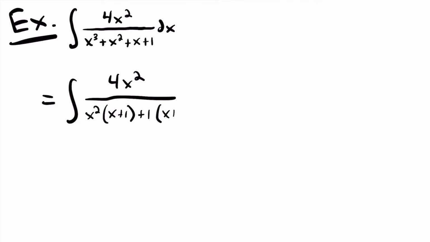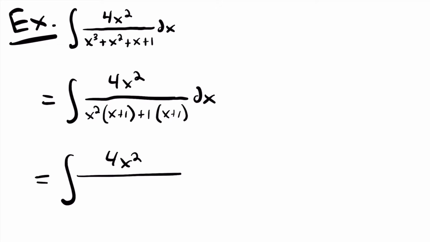times x plus 1. And now notice what we have in the denominator. We have a factor of x plus 1 in each of these terms that we can factor out, right? So this will be equal to the integral of 4x squared divided by x plus 1 times x squared plus 1, and that's still multiplied by dx.